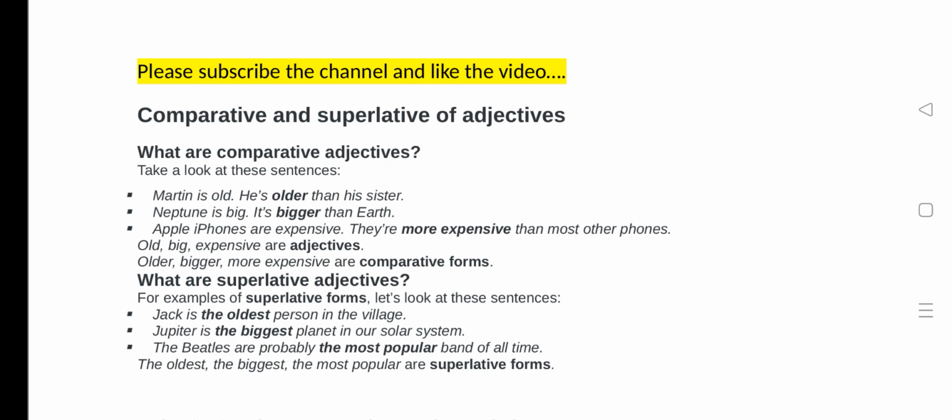Neptune is big. It's bigger than Earth. Apple iPhones are expensive. They are more expensive than most other phones. So for comparison, here we use more expensive. We will discuss it in detail. Old, big, expensive are adjectives. Older, bigger, more expensive are comparative forms.